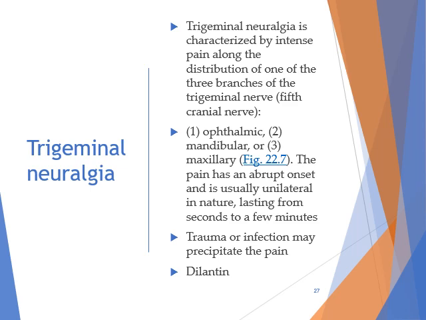It's so painful. Intense pain along the distribution of the three branches of the trigeminal nerve, or the fifth cranial nerve. So ophthalmic, mandibular, and maxillary. The pain has an abrupt onset, so there's no warning, and it's usually unilateral, meaning on one side, and it lasts from seconds to minutes. Trauma or infection can precipitate the pain, and these patients can be treated with Dilantin.